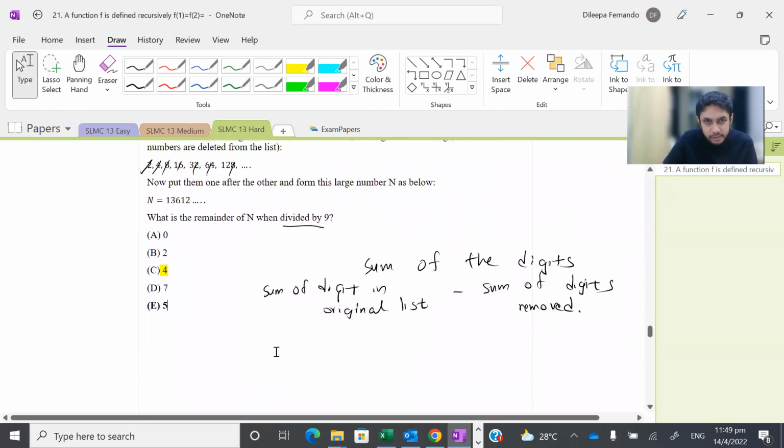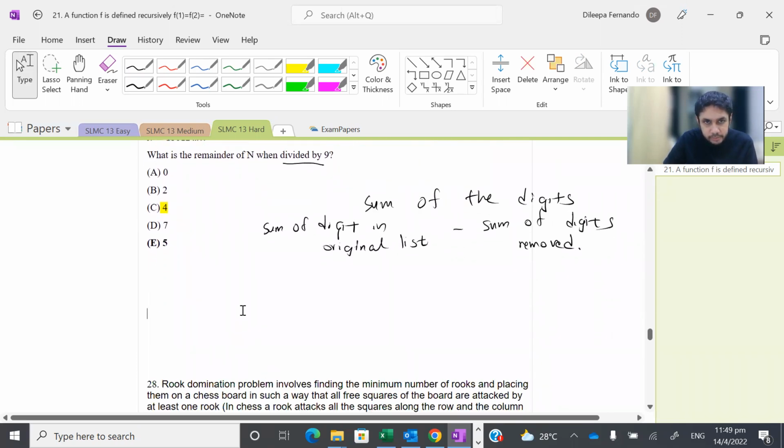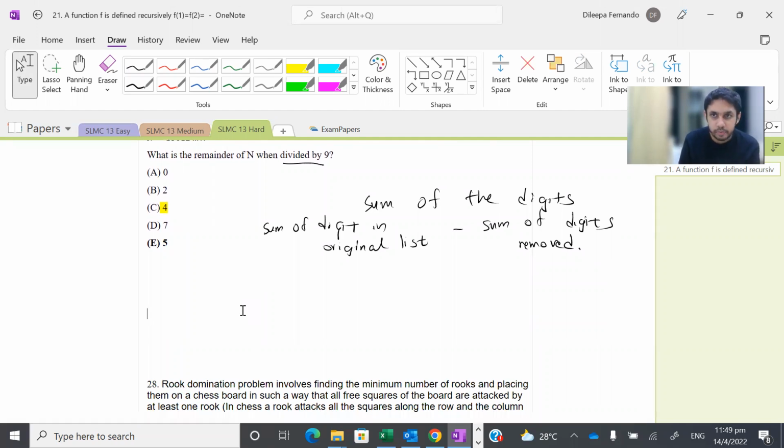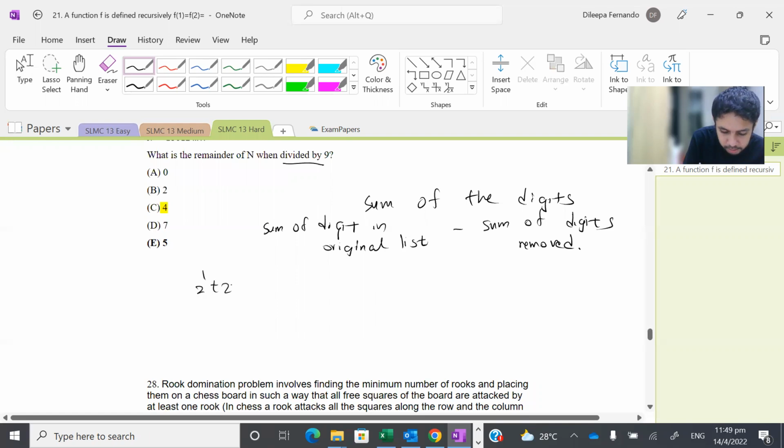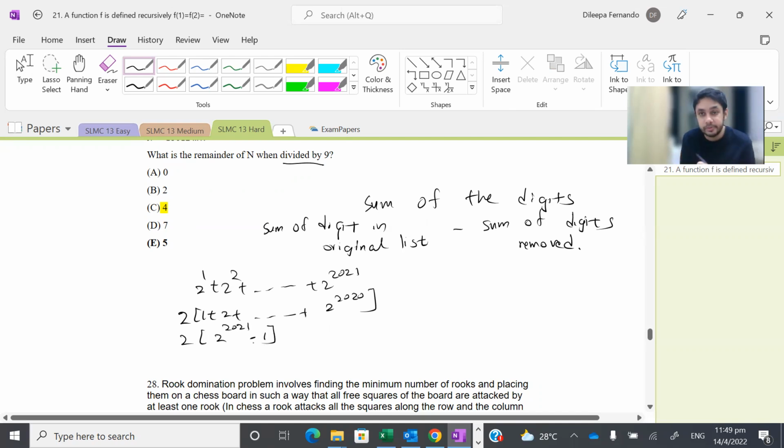So how can we compute the sum of the digits in the original list? The original list is 2 plus 4 plus something like this. This is a geometric series. We can easily find the summation. We take 2 out. This is 1 plus 2 plus up to 2 to the power 2020. So you know the formula: a times r to the n minus 1 over r minus 1. So this is the number.